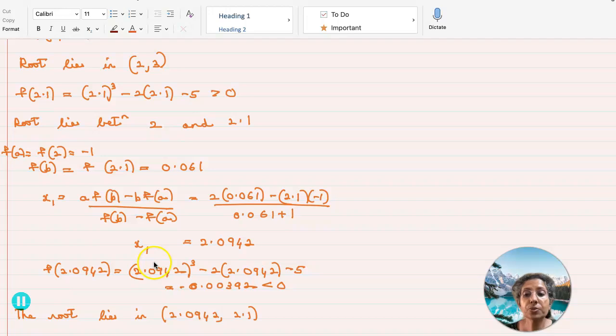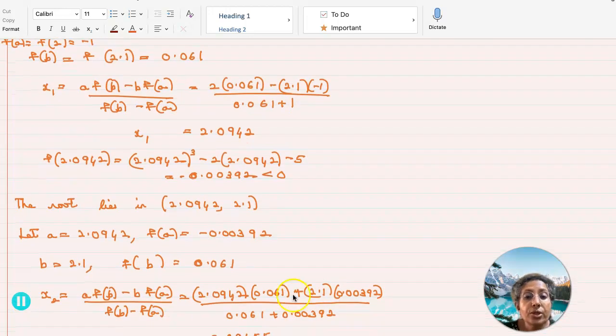So we have found x1. Now we calculate f(x1), substituting in the equation for f(x). So you get minus 0.00392, which is less than 0. So the root lies between 2.0942 and 2.1. Why? Because f(2.0942) is less than 0 and f(2.1) is greater than 0. So this is how you approximate.